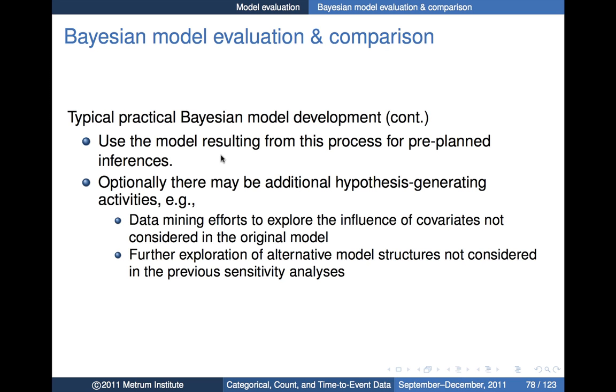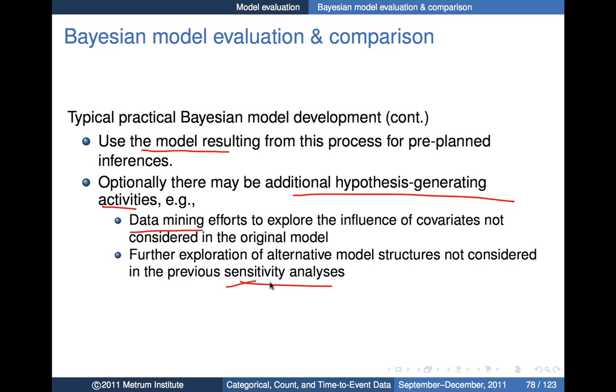Continuing that, once you feel you have a suitable model, then of course you'll use that model for any pre-planned inferences that you may have. And then optionally, there will often be some additional hypothesis generating activities in here. So there may be some additional data mining efforts to explore the influence of covariates that weren't considered in your original model. And you may go on to explore alternative model structures that also weren't considered in your original analysis, particularly your original sensitivity analysis.